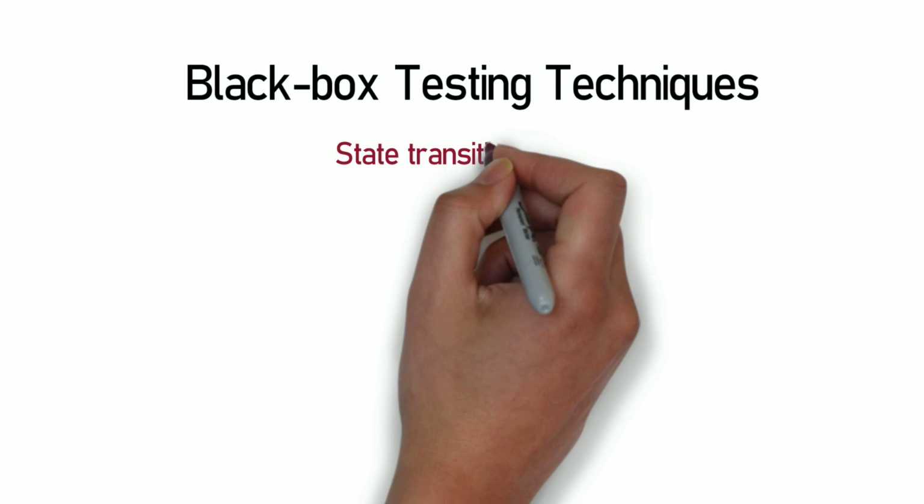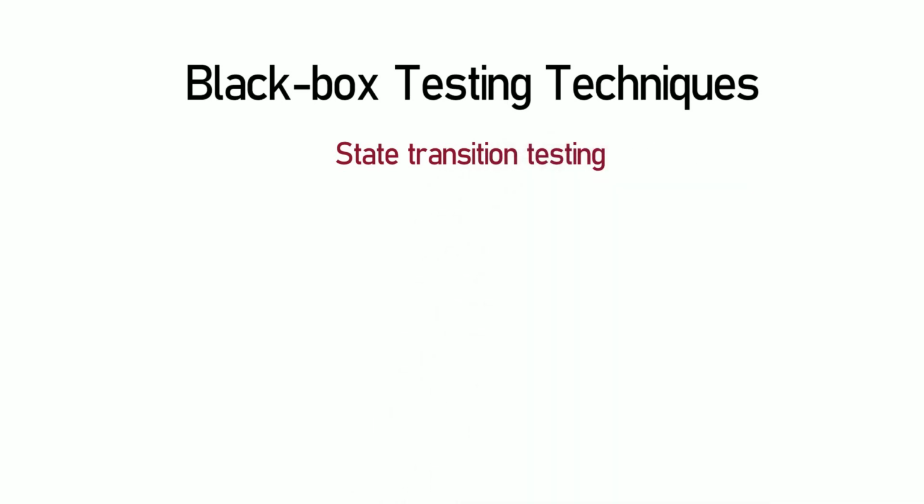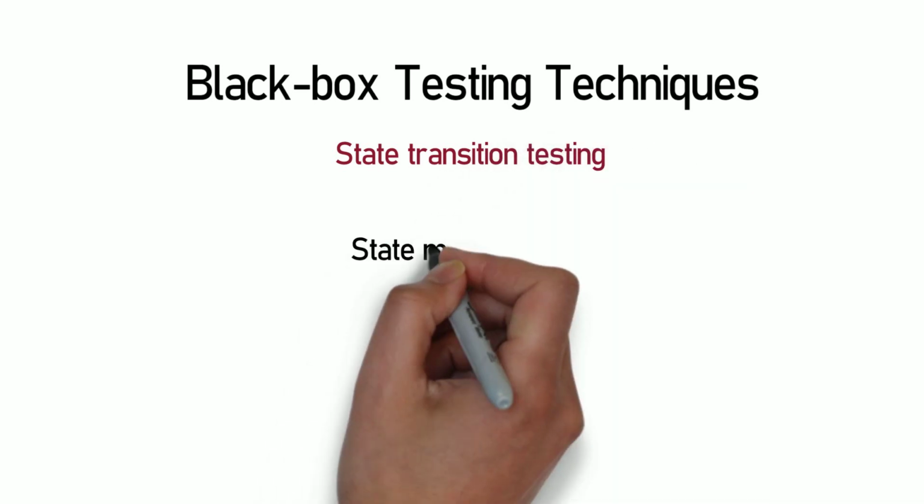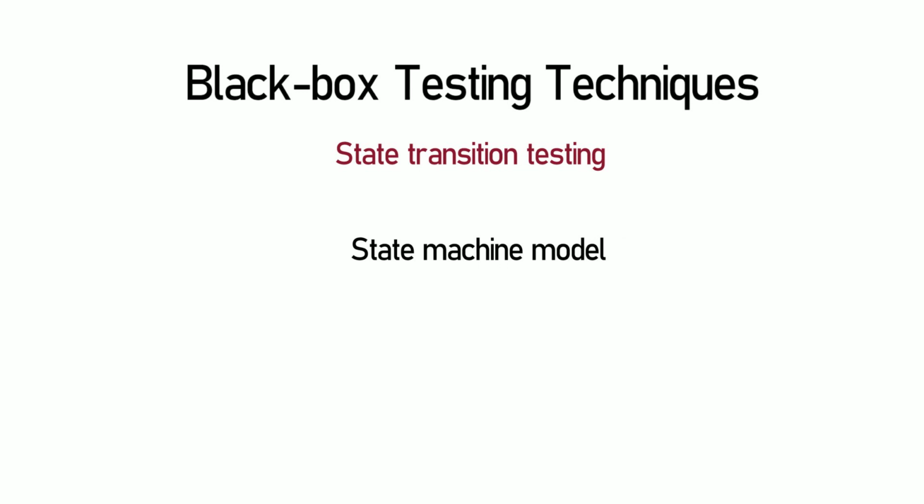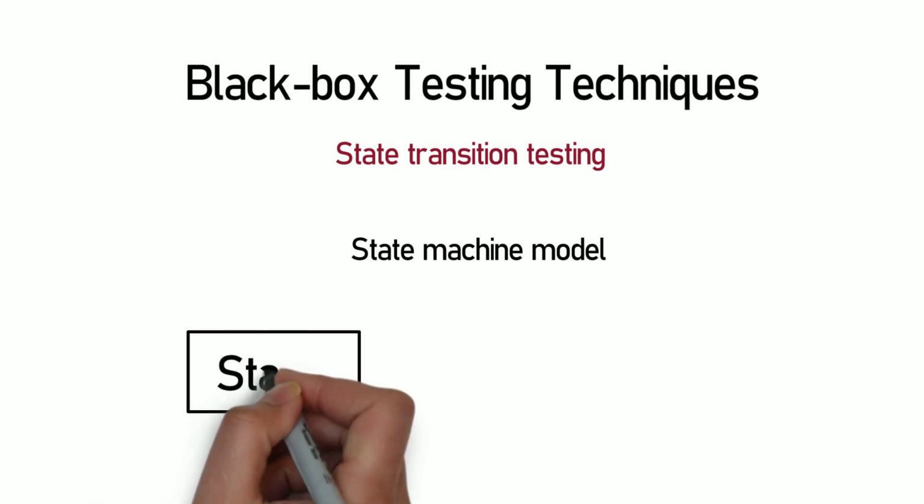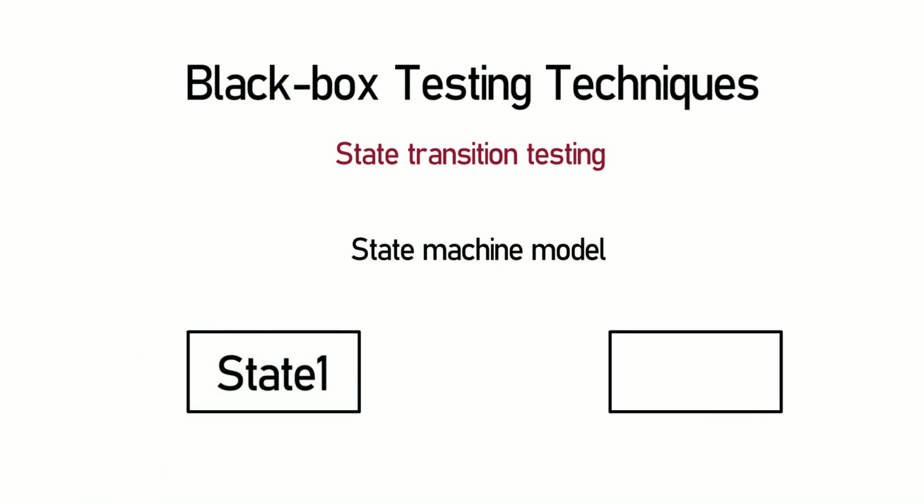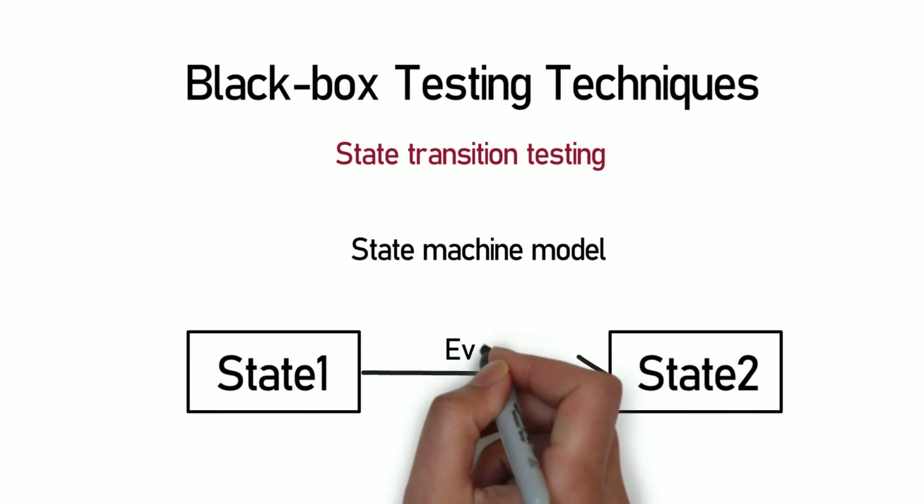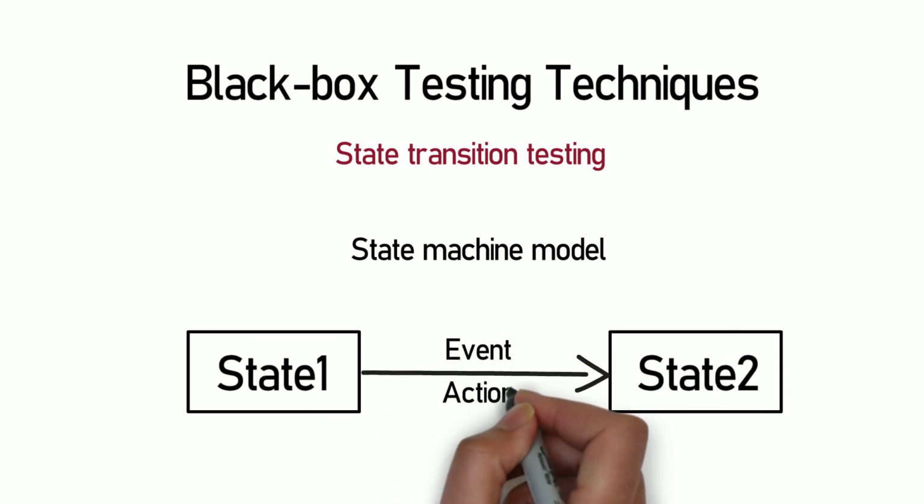Moving on to state transition testing now. State transition testing is based on a state machine model. In this technique, we test the application by graphically representing the transition between the different states of the application based on the different events and actions.